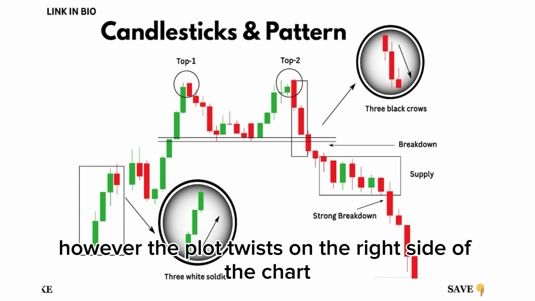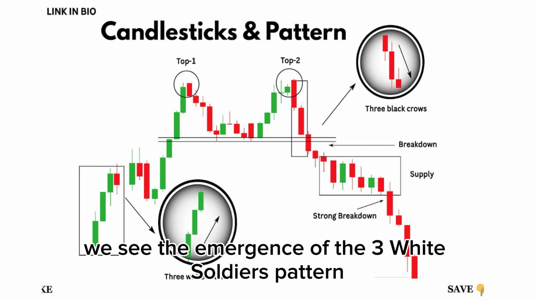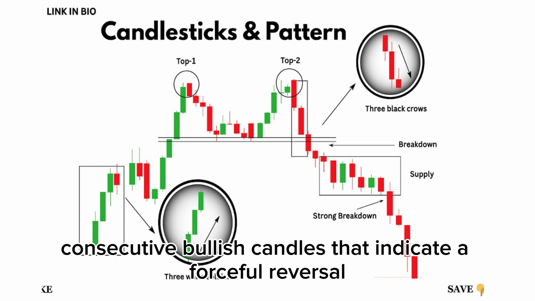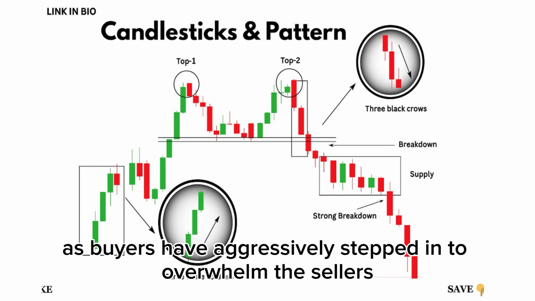However, the plot twists on the right side of the chart. Just as the downtrend seems dominant, we see the emergence of the three white soldiers pattern. This is the bullish counterpart to the three crows, three strong, consecutive bullish candles that indicate a forceful reversal and the potential start of a new uptrend, as buyers have aggressively stepped in to overwhelm the sellers.